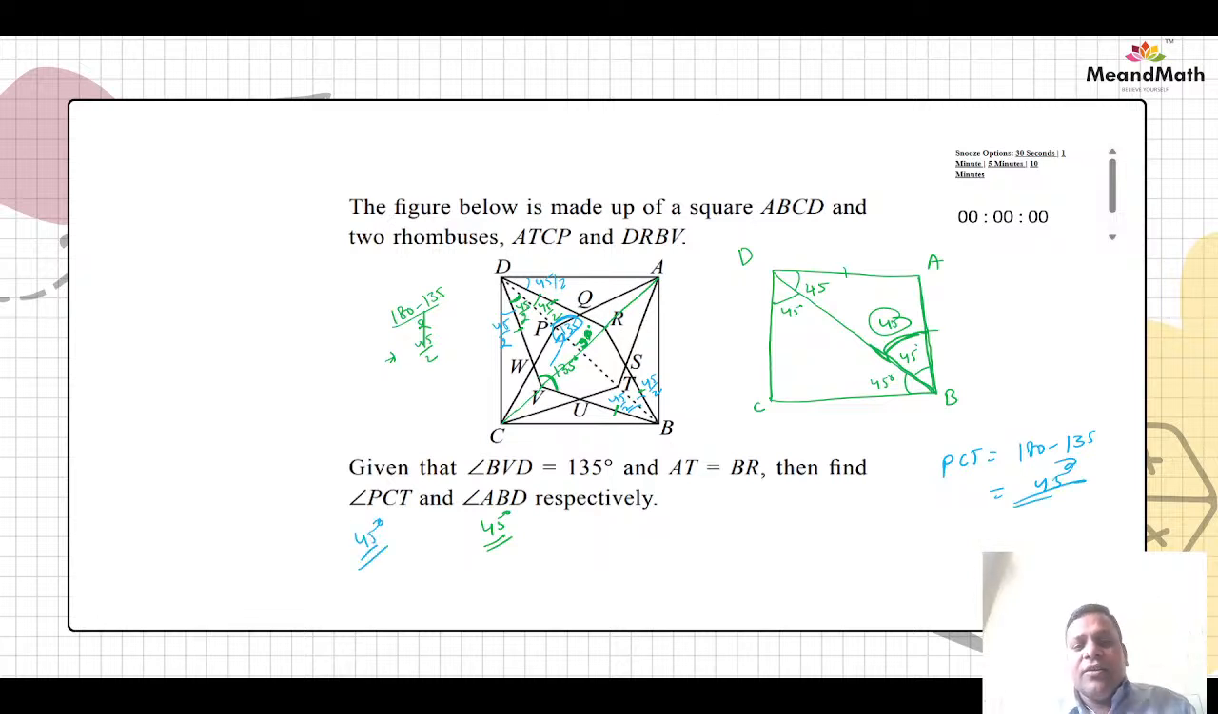The triangle or figure is symmetric. Why symmetric? Because I gave you a hint, I'll give you the hint that ATPC and BRDV both are equal.